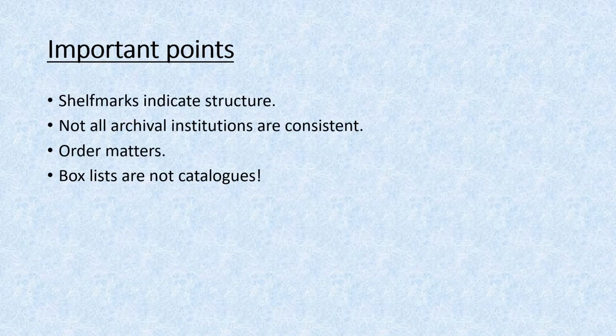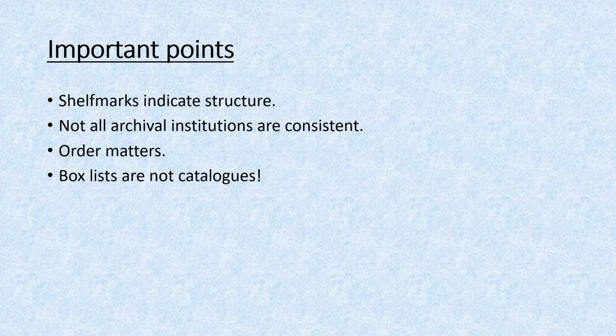A few important points to keep in mind. Shelf marks often indicate the structure of an archival catalogue. I've mentioned that not all archival institutions are consistent. So for example, what some institutions might call a file, other institutions might call a subseries. So for example, at one institution, a box might be the file, whereas in other institutions, or other catalogues even, they might even describe a box as a subseries. And even between collections, sometimes different archivists can have different approaches, and sometimes different collections can pose different challenges.